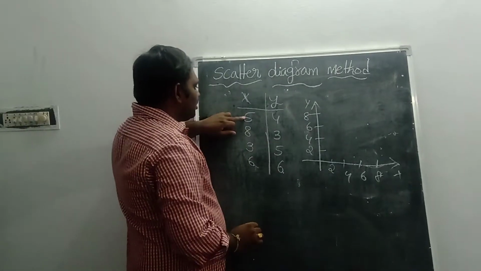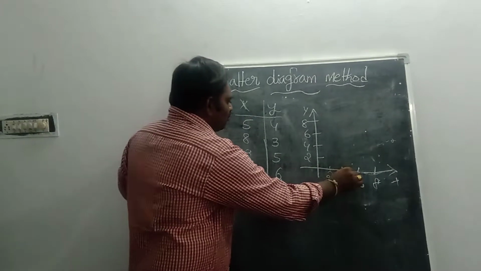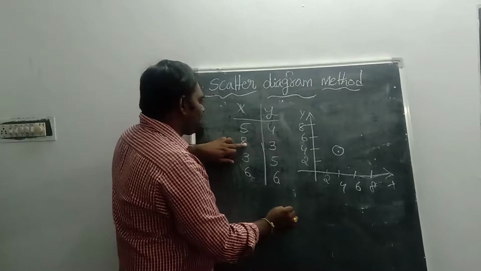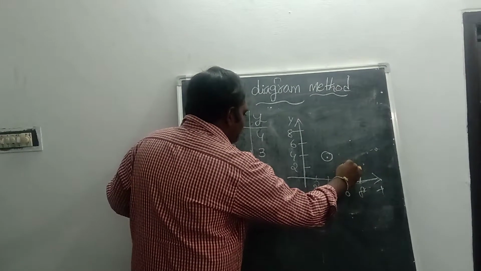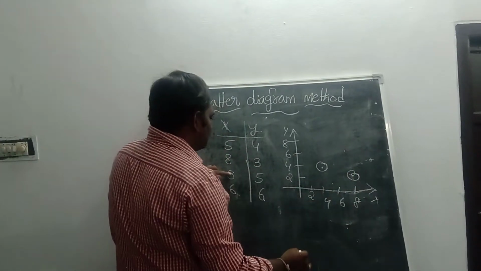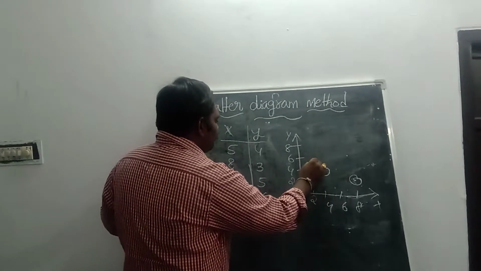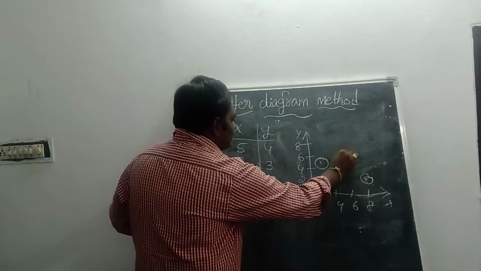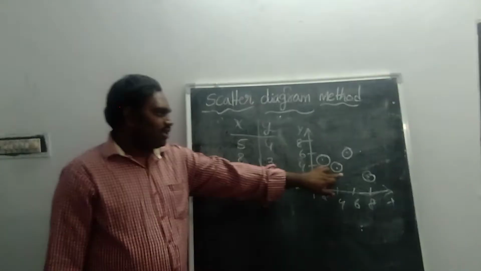Now, how do we plot the values? The x value 5 has the corresponding value 4: 5 is here, 4 is here. Next, the x value 8 has the corresponding value 3, so the point is almost here. Next, 3 has the corresponding value 5, so the point is almost here. Next, 6 has the value 6, so the point is almost here. Since I took only 4 observations, my points are like this.